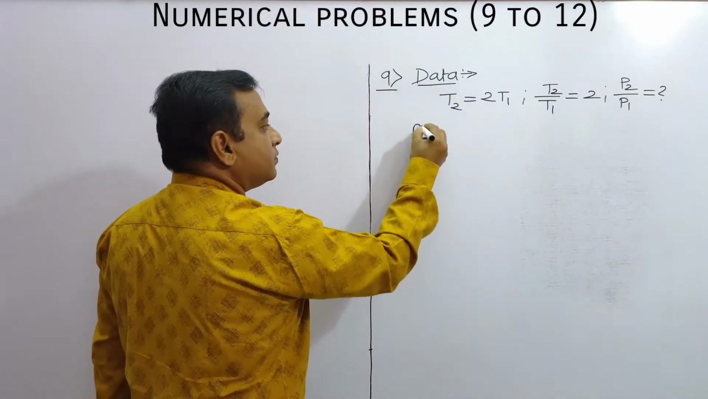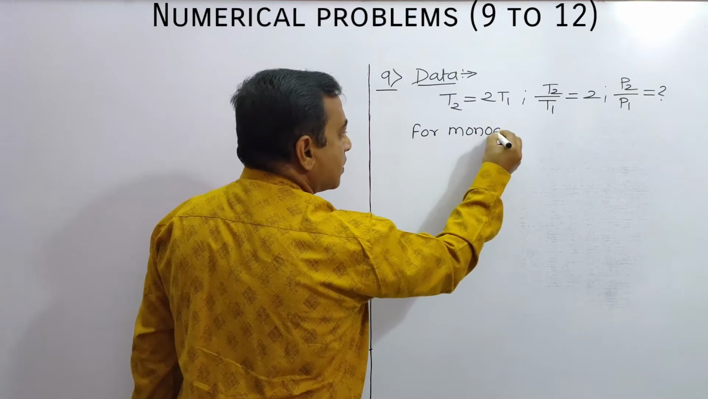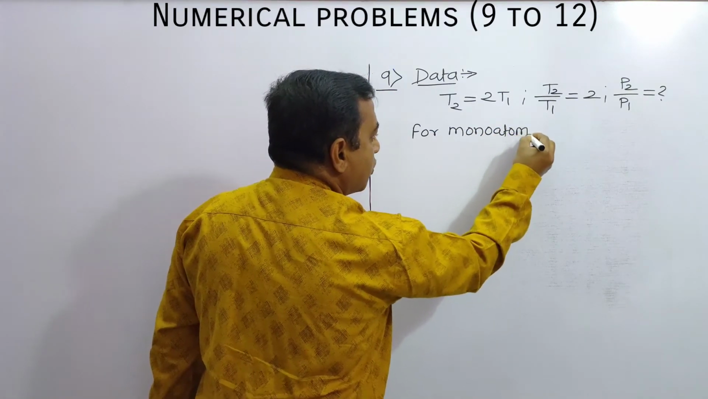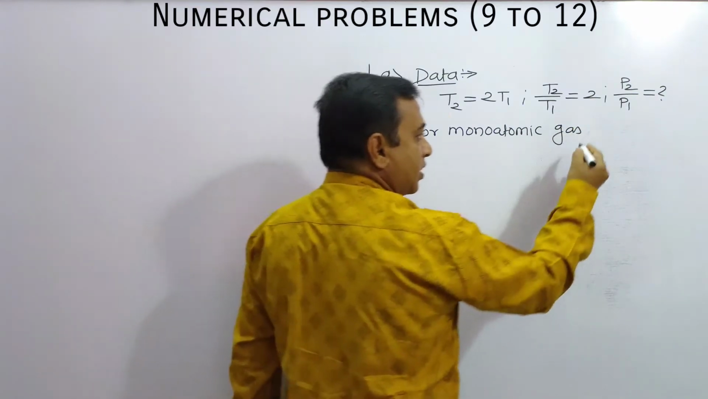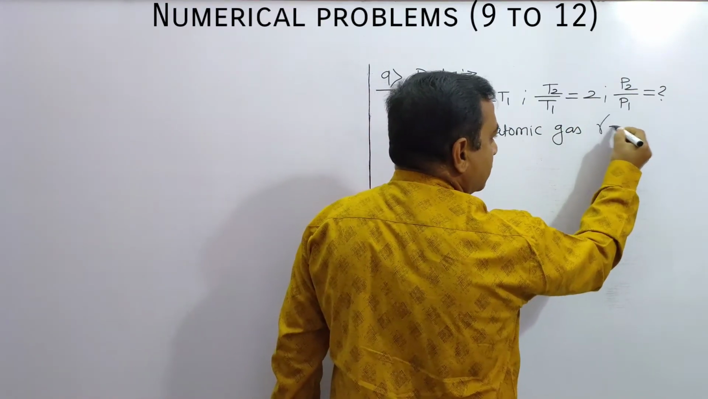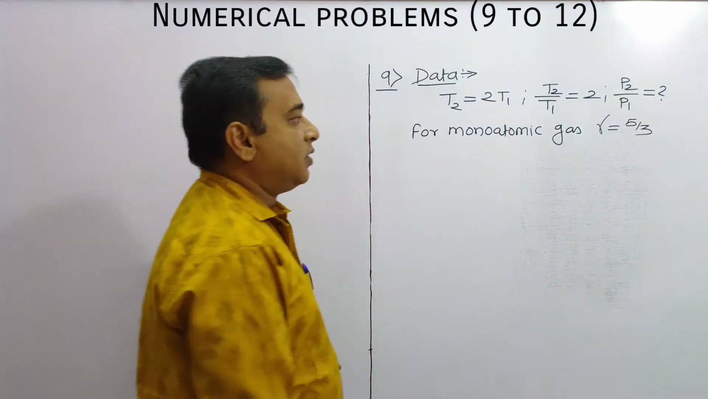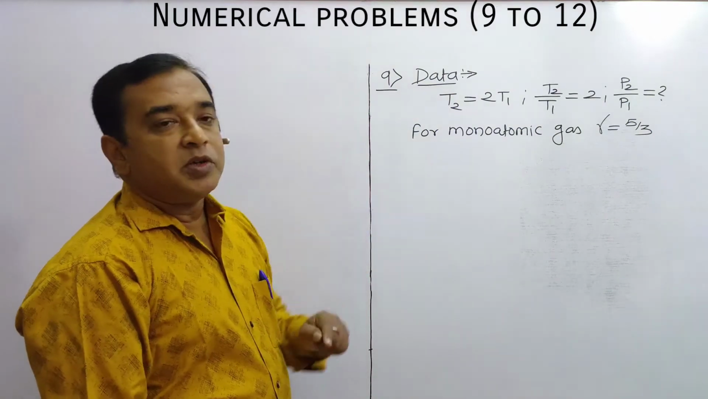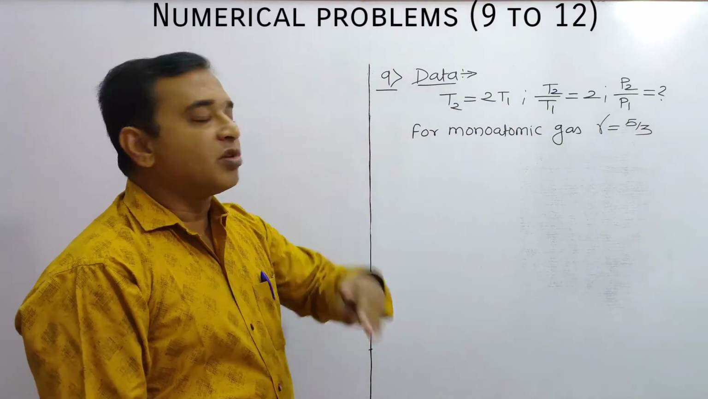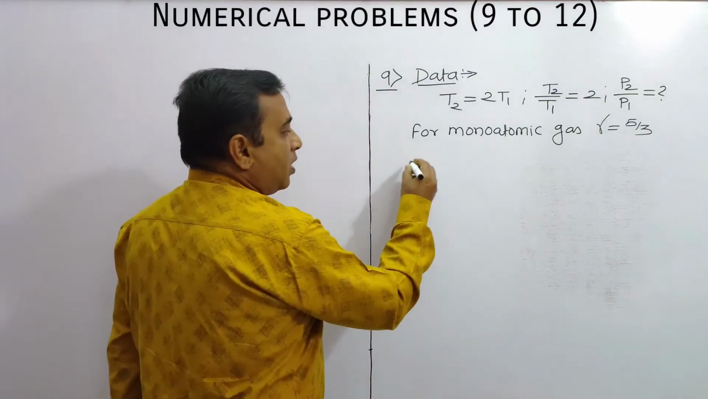Now for monoatomic gas, we need to write here the gamma value is equal to 5 by 3. How much? 5 by 3. So we need to calculate P2 upon P1. This is the given data before you. So let us solve this one.